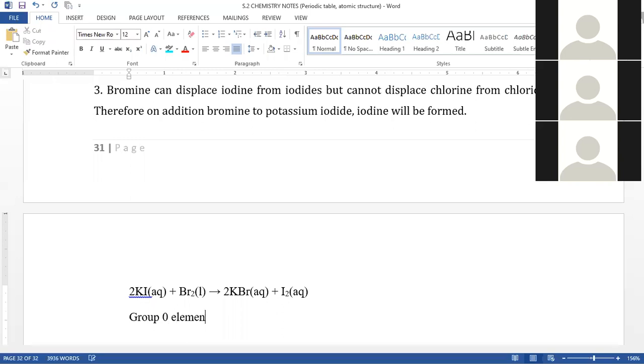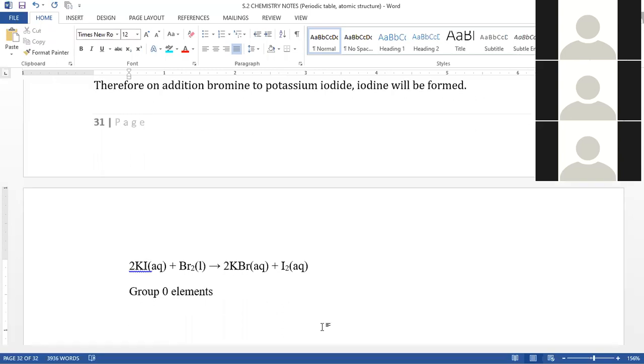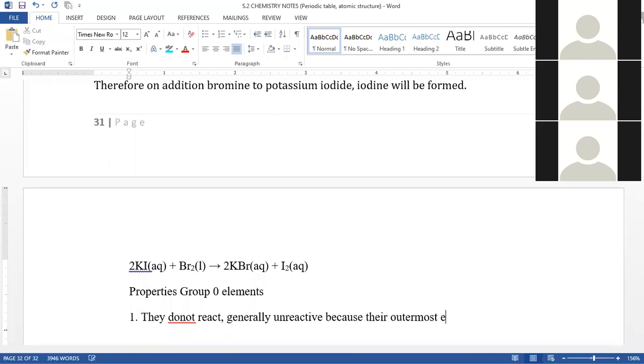Of course, there are others that are beyond our limit. What property do you remember about group 8 elements? Is there any specific property that you remember about group 8? They don't react. Okay, we can say they are generally unreactive. Jovia, can you explain why we say they're unreactive? They are unreactive because their outermost energy level is full. Because they have a zero valency.